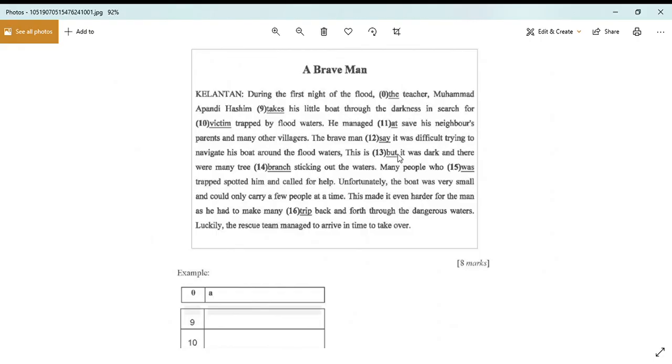Usually that option lah. Biasanya soalan dia takkan banyak, takkan pilih jawapan-jawapan yang susah. So you can choose either because, and, or. So this is and it was dark, it's not suitable. This is or it was dark, it is wrong. So the answer should be this is because it was dark and there were many tree branches sticking out the waters. That is number 13. That is how you answer the question. Alright.